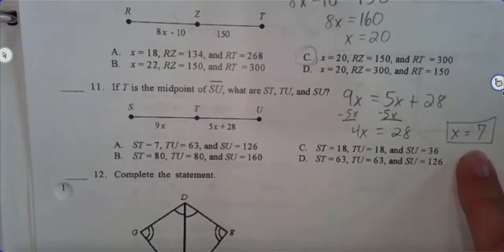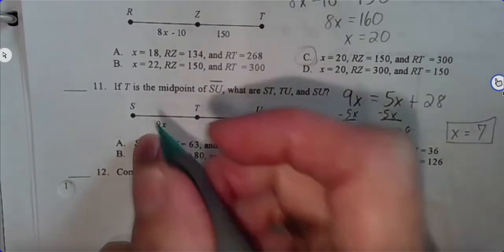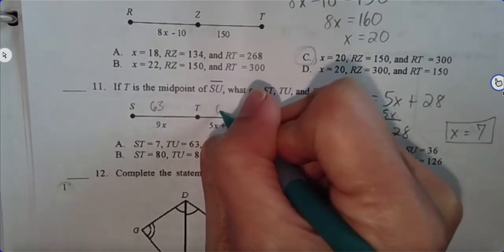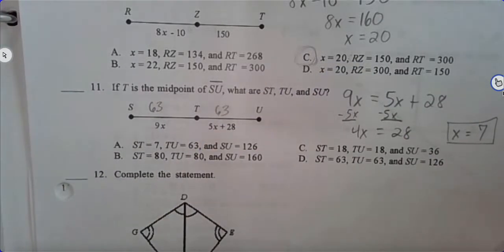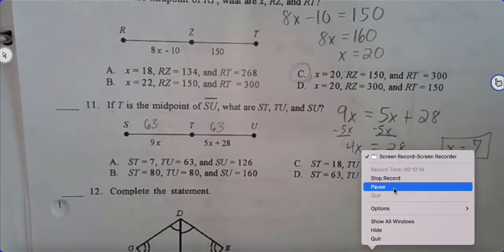That goes back to algebra. Any questions so far? No. Now we plug it in. What's 9 times 7? 63. If this one's 63, what's this one? ST is 63. What's the whole thing? 126. So y'all take a second if y'all need to write that or ask questions.